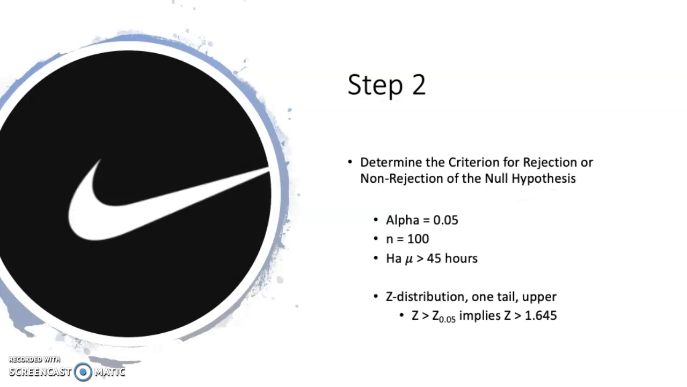This leads into step 2, determining the criterion for rejection or non-rejection of the null hypothesis. An alpha level of 0.05 will be used, with a sample of 100 pairs of shoes, and an alternative hypothesis of mu greater than 45 hours. For rejection or non-rejection of the null, we will be using a z-distribution that's one tail, upper, because we're looking for something greater than 45 hours. If we find a z-score greater than z at the 0.05 alpha level, which implies a z-score greater than 1.645, we will reject the null and accept the alternative.